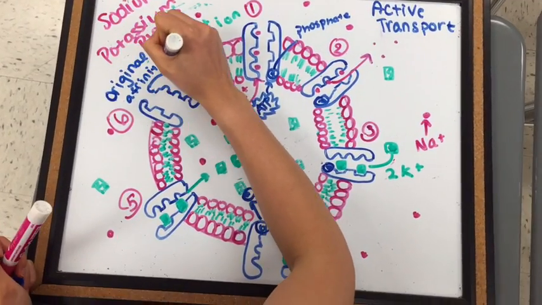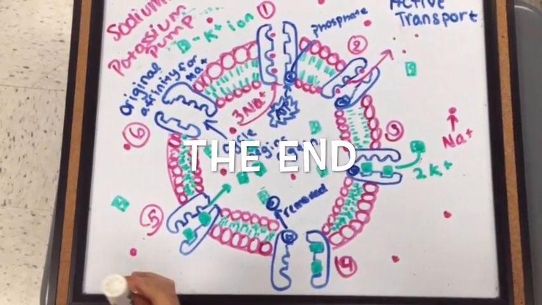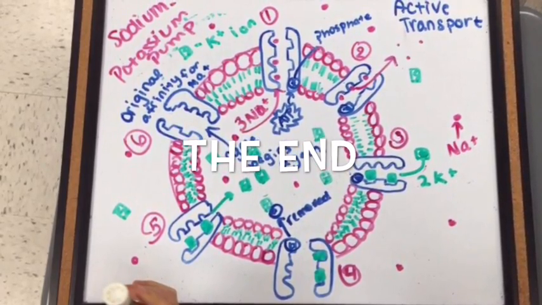The pump now has an affinity for sodium ions, repeating the cycle. The molecules are able to be pumped against their gradient with the use of ATP.